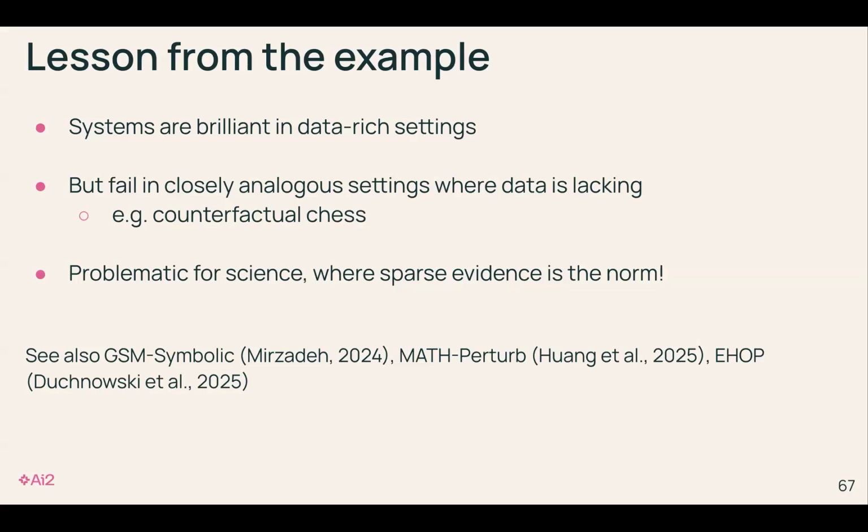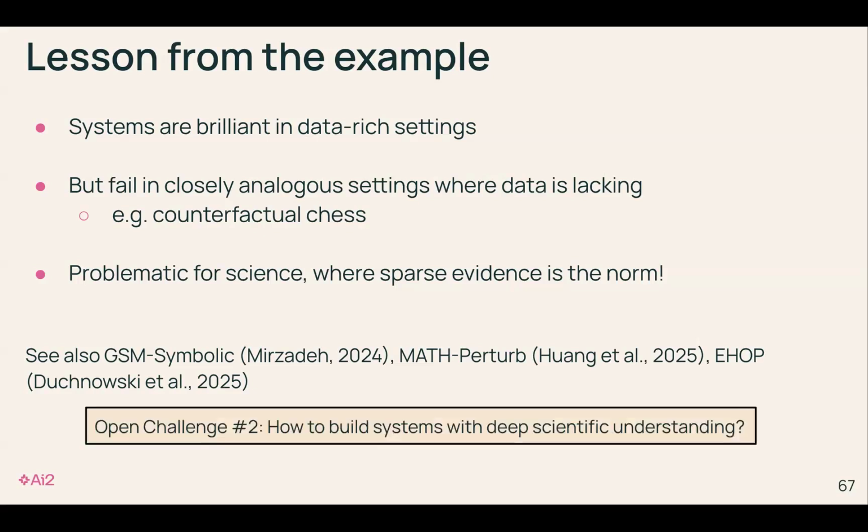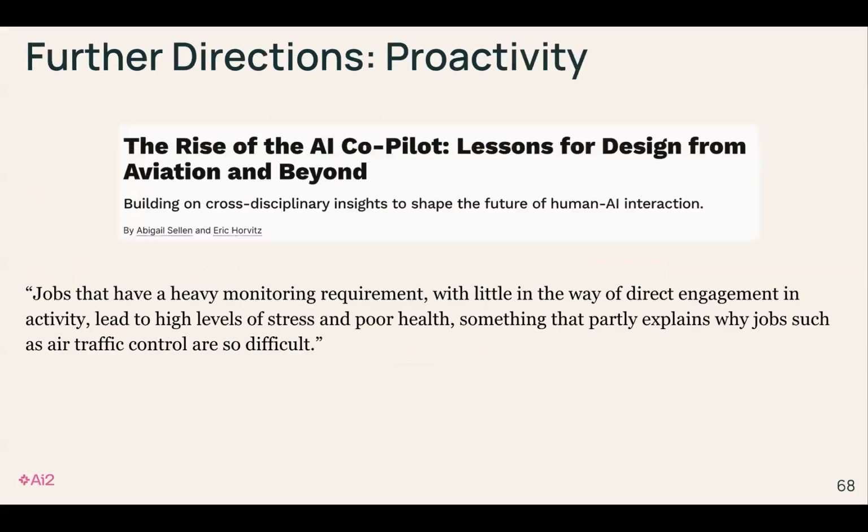So the lesson is these systems do really, really well in data-rich settings, and that first chess question was an example of that. But you can create closely analogous settings where humans do really, really well, but the systems fall down. And I think this is problematic for science, because science operates where there isn't a whole bunch of commentary about what we're studying already out there in data sets. That's kind of the point. And so I think we're going to have to develop new methods, to build systems with deep scientific understanding.